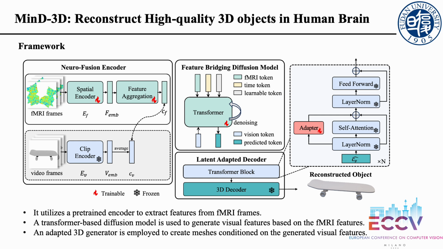In the second stage, we train a transformer-based diffusion model conditioned on fMRI features to generate vision features. This diffusion model converts the feature from fMRI space to vision space. In the last stage, we use the transformer-based 3D generative model Argus as a decoder, adding an adapter every 8 blocks to keep the capacity of the Argus. Finally, we get the 3D mesh of the reconstructed object.